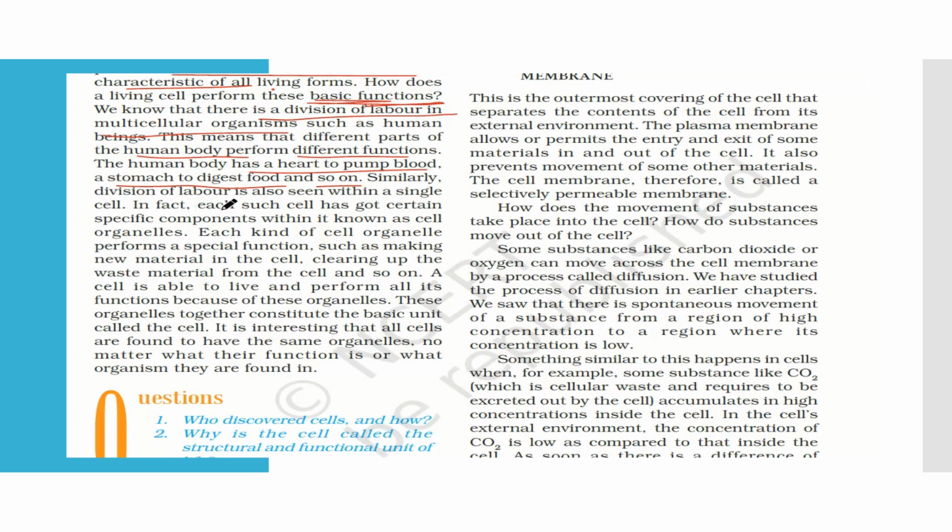Similarly, we can say that a cell also has several components. Each part of the cell, the other components, are called the cell organelles. These cell organelles also perform special functions, such as making new material in a cell, clearing up waste material from one cell to another, and so on. So the cell also has specific functions. Their organelles are performing specific functions of their own. A cell is able to live and perform all the functions because of these organelles, right?